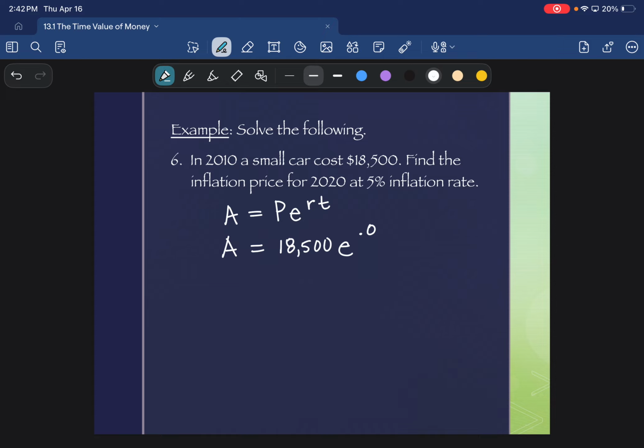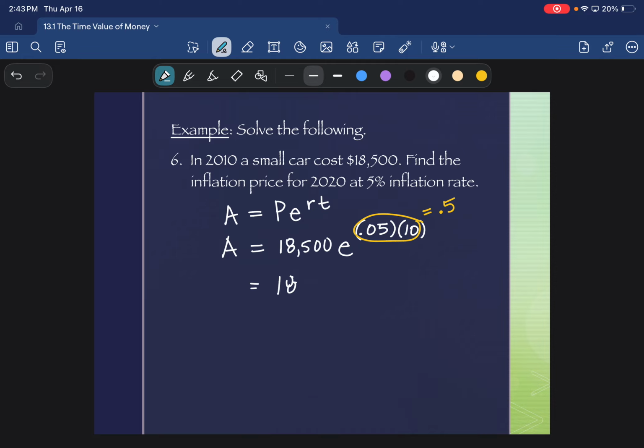0.05. Okay, so it's the 0.05. What is my time? 10. So in the scenario we're looking at, it's the time frame between the 2 years, right? The 2010 car, the 2020 car, it's a 10-year time frame. And what are you going to do first? Multiply the exponents. Yeah, and if you multiply these exponents, you're actually going to get 0.5.